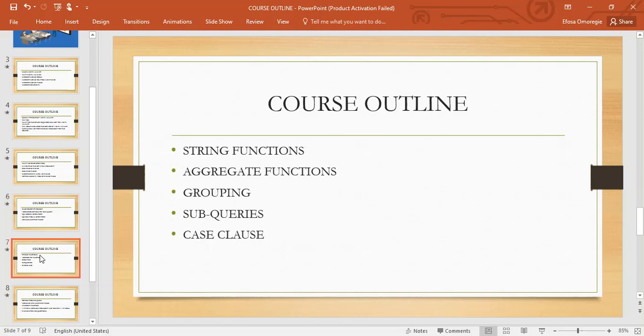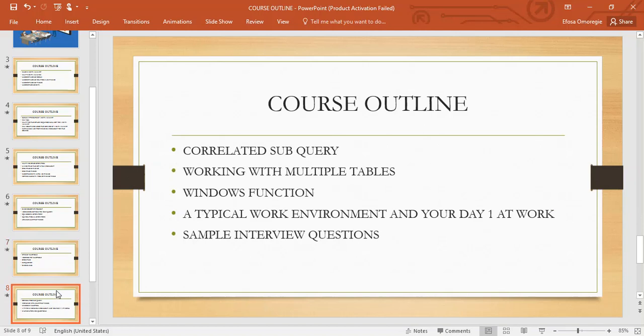And after this, we're going to look at string functions, aggregate functions, grouping. What are functions? All of that we talk about. Grouping functions, subqueries, and the case clause. Correlated subquery is another thing we're going to look at. We look at correlated subqueries, working with multiple tables, window functions, and we look at some sample interview questions as well. We treat it together.